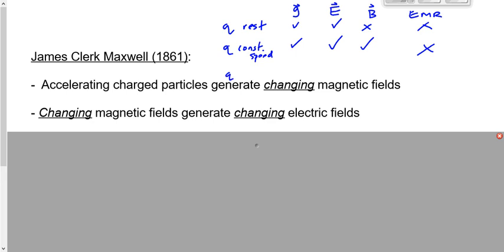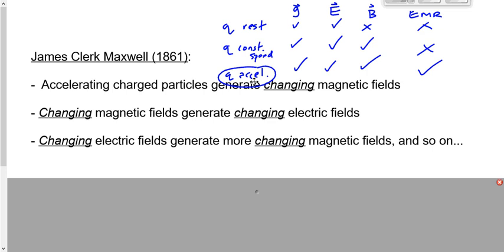Now we have a charged particle that's accelerating. Does that generate a gravitational field? Yes, it has mass. Does it generate an electric field? Yes, it has charge. A magnetic field? Yes. Because the charged particle is accelerating, it's generating a changing electric and a changing magnetic field. And because those are the requirements for EMR, an accelerating charged particle will also generate electromagnetic radiation, or EMR.